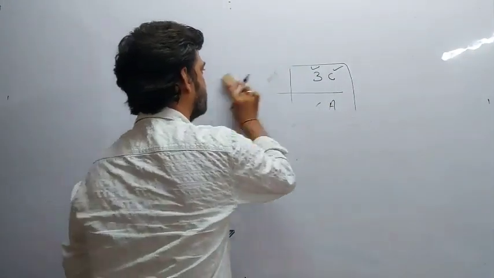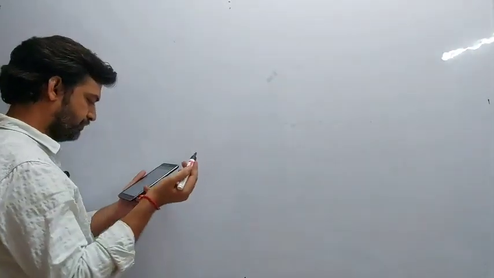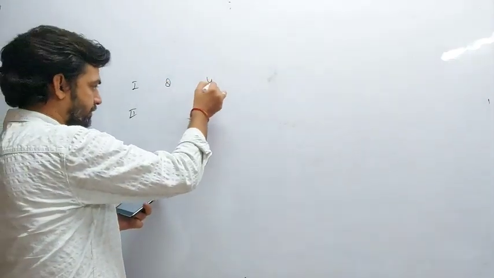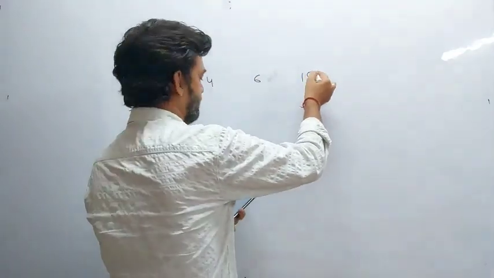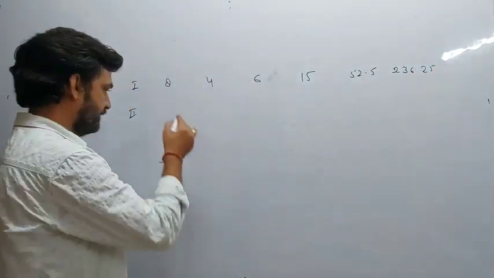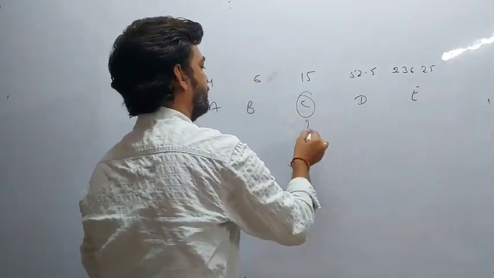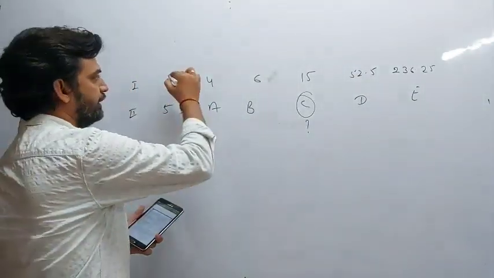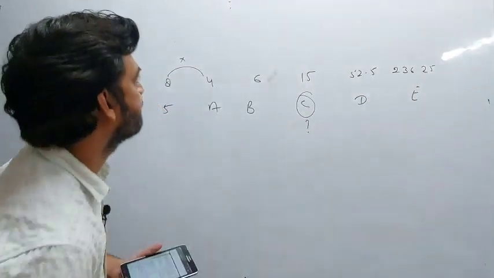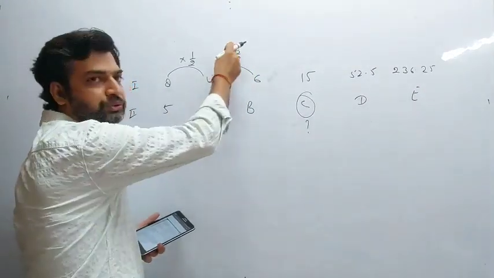Coming to the next question. Sequences in 2 rows, and you need to find the value of C. Two sequences are provided. The first one is 8, 4, 6, 15, 52.5 and 236.25, right? In the second row, the sequence is 5, A, B, C, D and E, and you need to find the value of C. First of all, we need to find the pattern. 8 to 4 is times 0.5, or we can write it as 1 by 2. 4 to 6 is 1.5 times of 4, that means 3 by 2 multiplied with 4, which is 6.